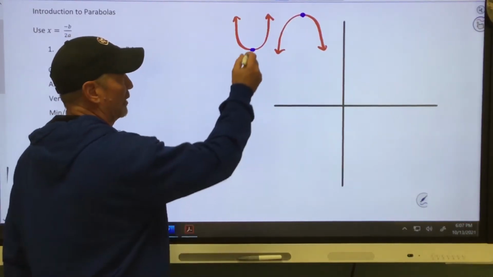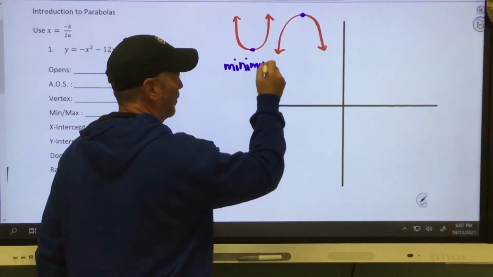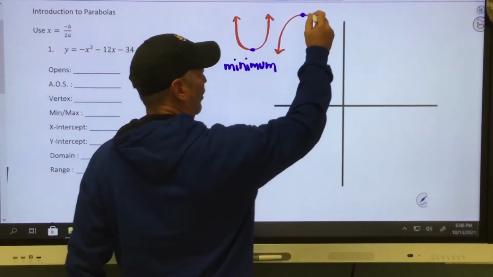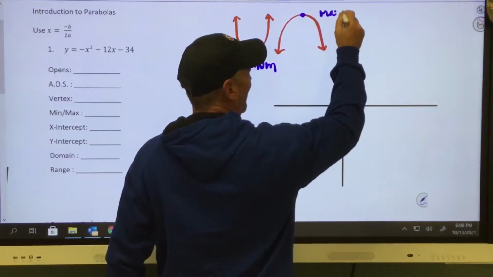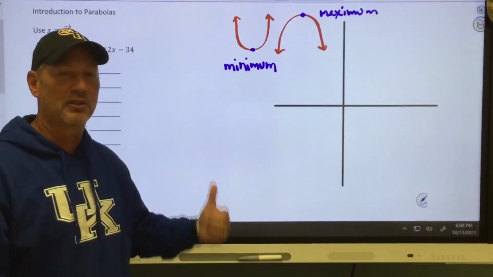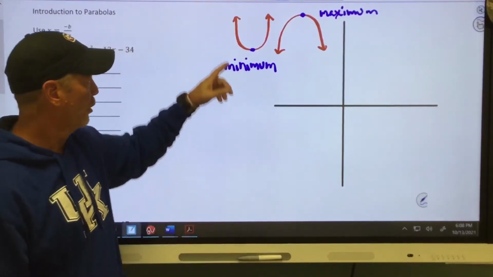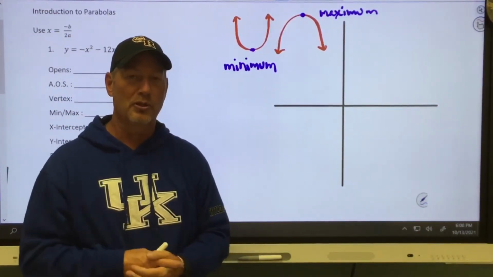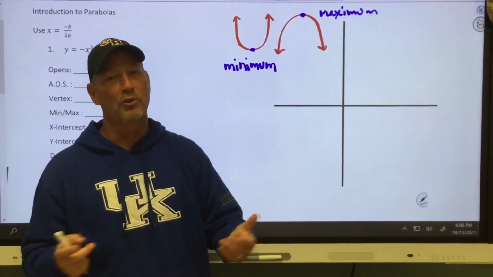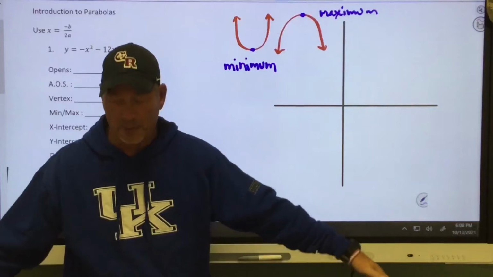But we're also going to learn that this is going to be a minimum value, and if we open downward, this is going to be called a maximum value. We'll talk about that in just a second when we work the problem. A few things I wanted you to remember from Algebra 1 is that our parabola is going to be U-shaped, and we're going to open up or open down depending on if it's positive or negative, very similar to our absolute value. If it was positive, my V was opening up. If it was negative, my V was opening downward.